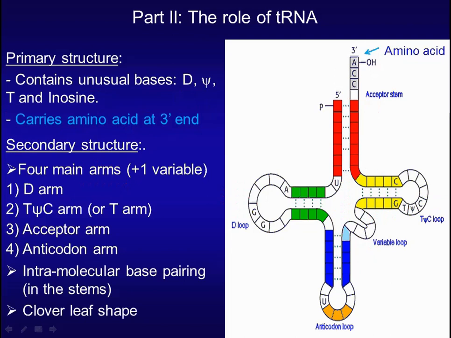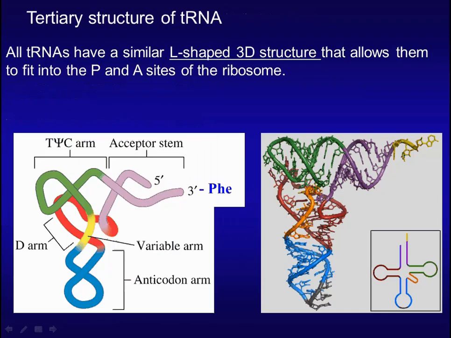The second feature is intramolecular base pairing occurs in 4 stems. Third feature, 4 arms form a clover-leaf shape. The tertiary structure of tRNA features an L-shaped 3D structure, such as this, that allows them to fit into the P and A sites of the ribosome. Here I highlighted 2 arms. First, the anticodon arm that reads a codon, and the acceptor arm that carries an amino acid.